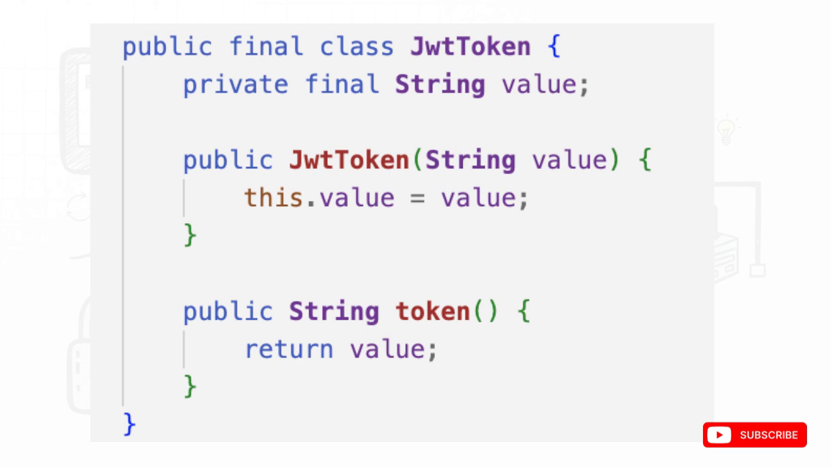And by making the value field final, we guarantee that once a token is created, its value is set in stone. It is immutable. It cannot be changed. This is how you write safe, predictable code you can trust.